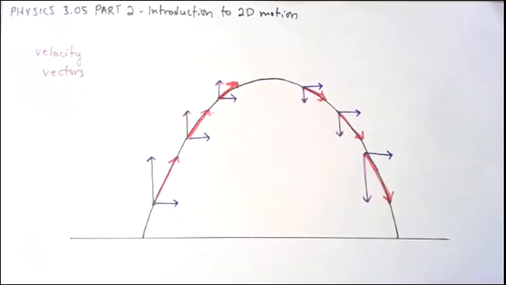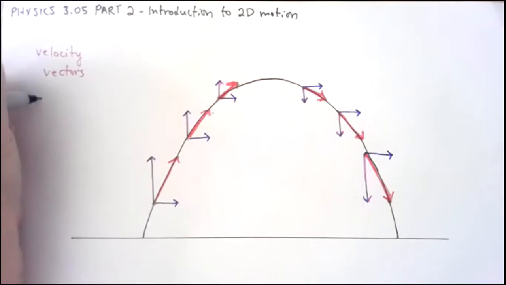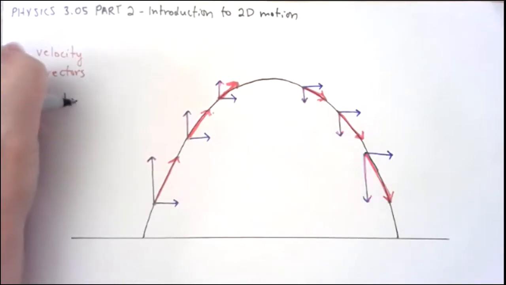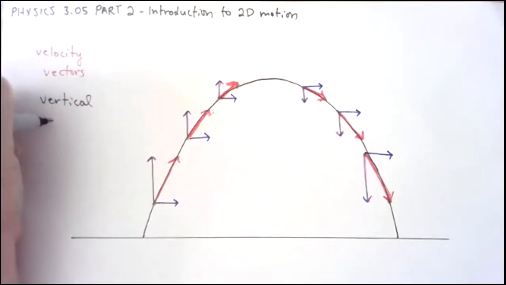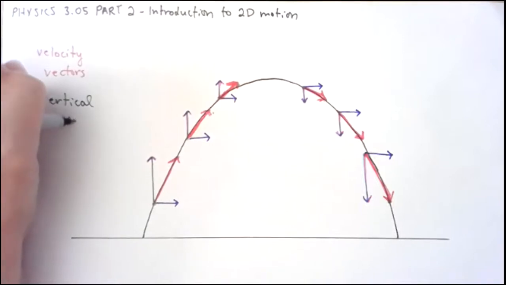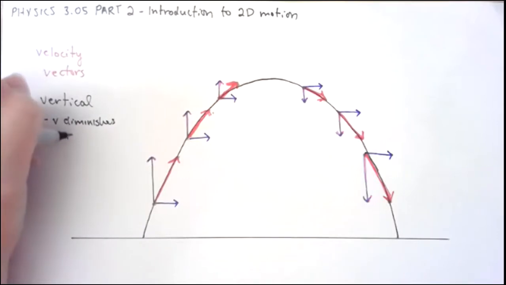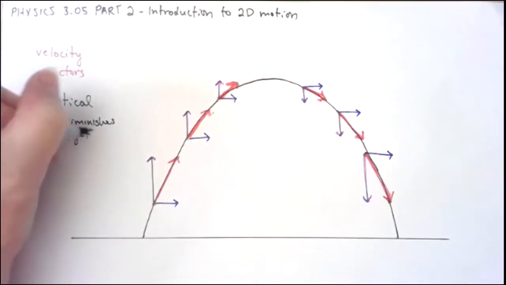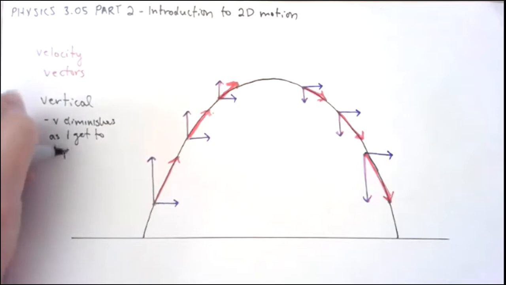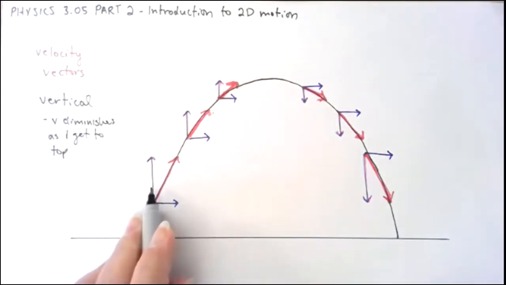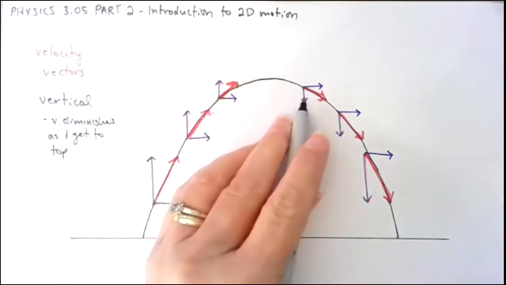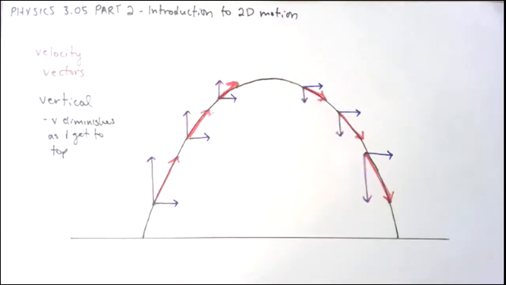You can clearly see what we talked about. We're talking about the vertical first. Let's analyze the vertical. First of all, my velocity diminishes as I get to the top of the flight path. So we're starting off with a larger value, then smaller, smaller, and then I'm getting bigger, bigger.